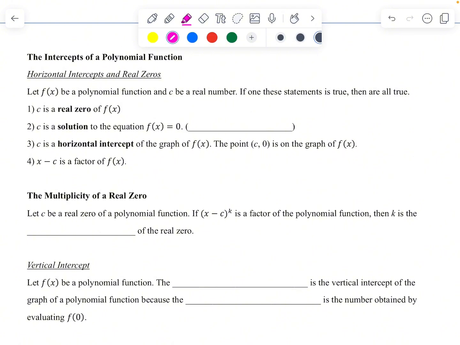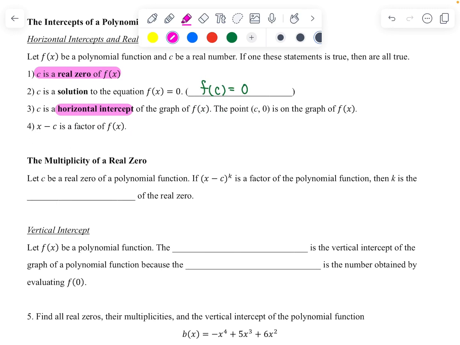Let f be any polynomial function and c be any real number. If one of these statements is true, then all are true. C is a real zero of f of x. This means C is a solution to the equation f of x is equal to 0, which means f of C is equal to 0. C is a horizontal intercept of the graph of f of x. The point c, 0 is on the graph of f of x. And finally, x minus c is a factor of f of x.